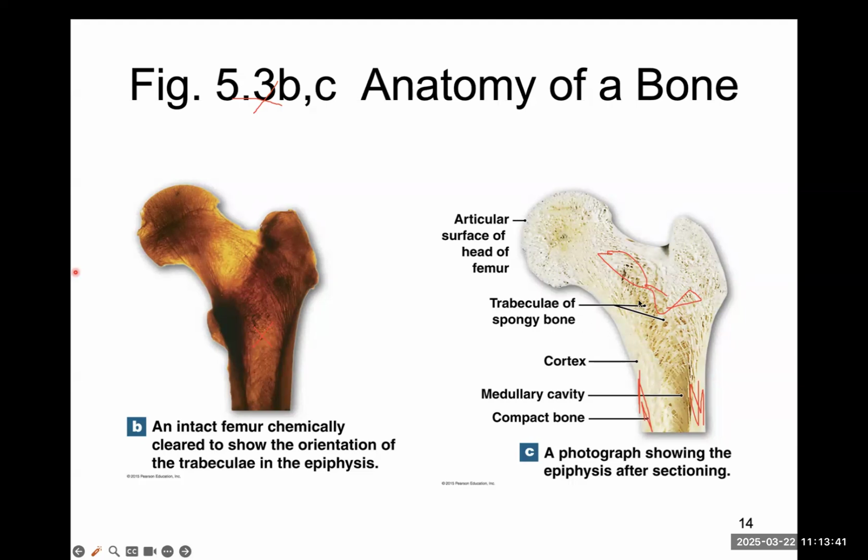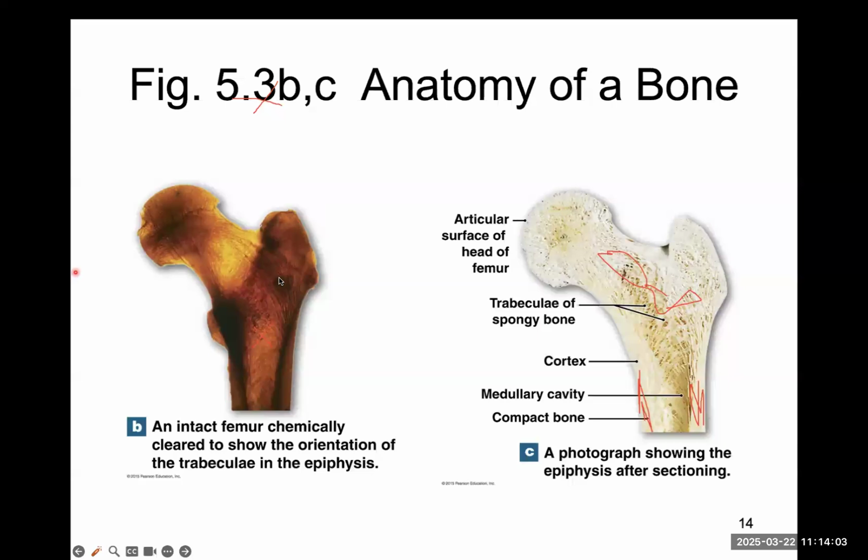So I can put a sticker here as well. And then you will call it spongy bone. And then if you shine light through the bone, you will notice it has different densities. It's less dense in this area and more dense here.